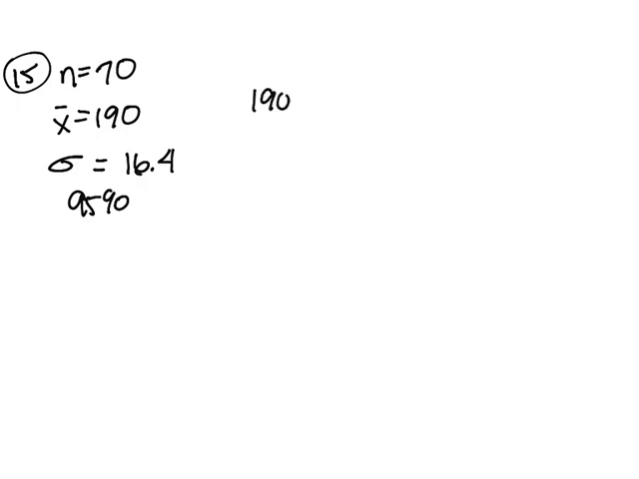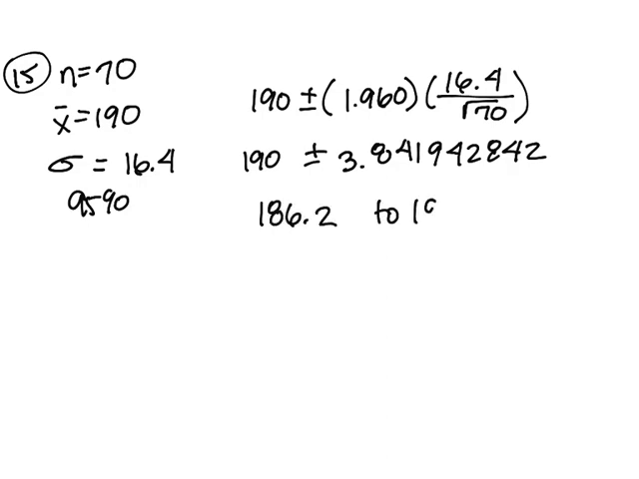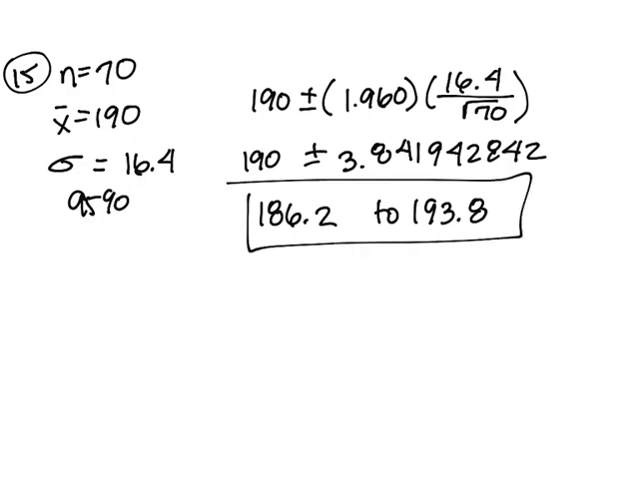So we're going to say 190 plus or minus the z-score that matches, 1.960, times 16.4 divided by the square root of 70. That should give you an error of 3.8419428 that you're going to add and subtract from 190. So I'm going to go ahead and round to one decimal. That's going to give me 186.2 to 193.8, which is A. Do y'all see that?